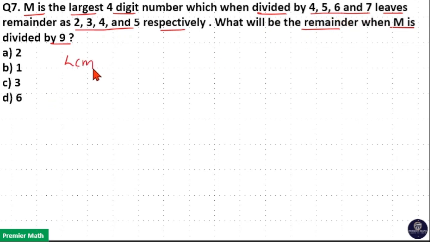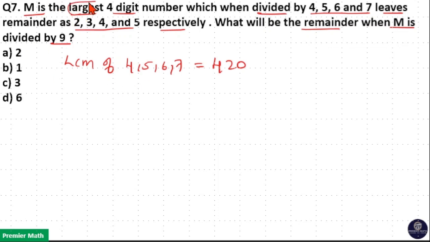Here, the LCM of the divisors 4, 5, 6 and 7: 4 can be written as 2 square. Now 6 into 7 is 42, 42 into 5 is 210, and 210 into 2 is 420. So 420 is the LCM here.